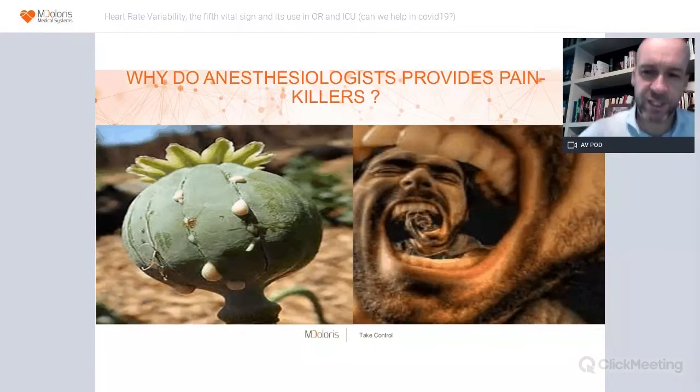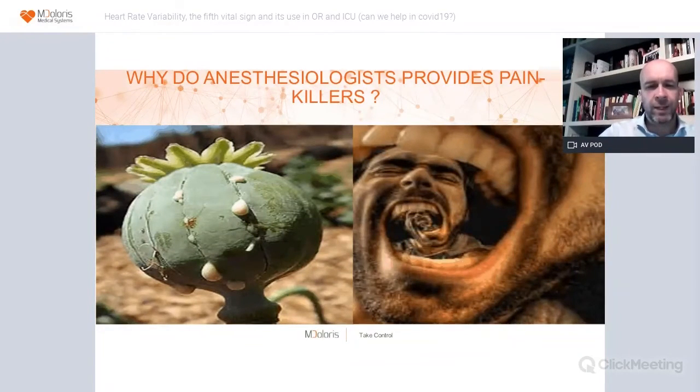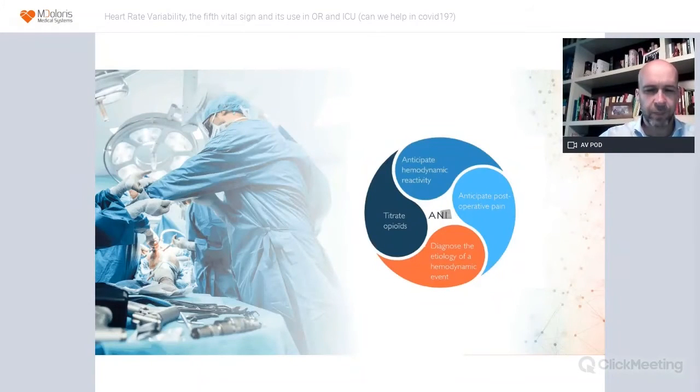So why do anesthesiologists provide painkillers? Well, in fact, they provide painkillers because what they want to do is to promote the parasympathetic activity in order to have under control the sympathetic inflammation reaction, okay? And to keep that balance that I showed you at the beginning.